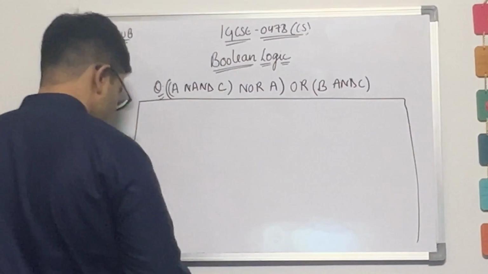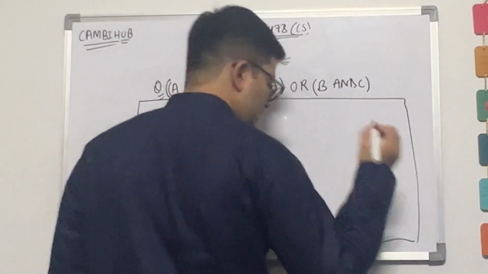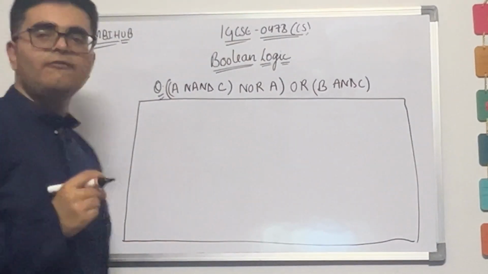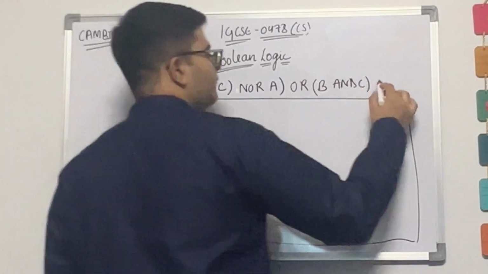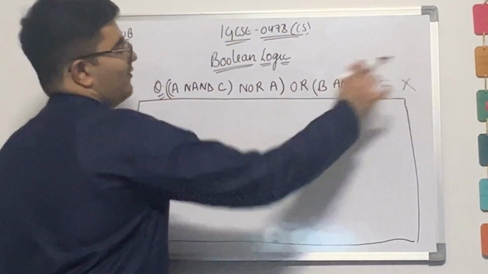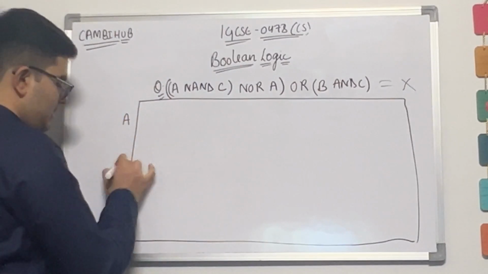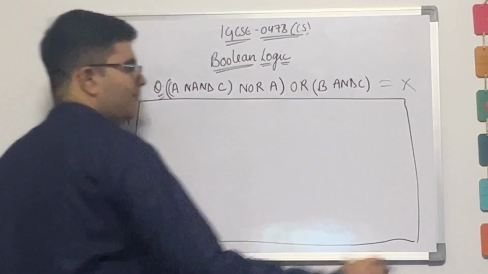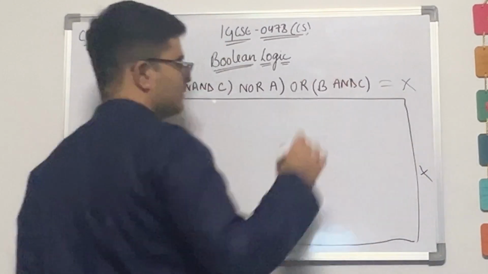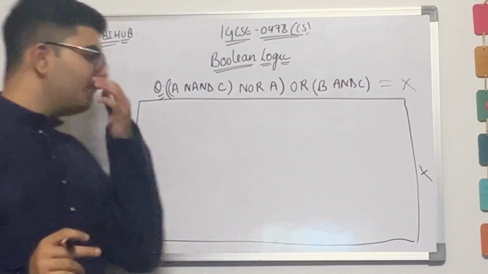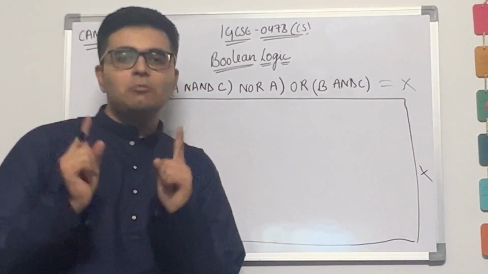Right? Now, how many inputs do we have? We have 3 inputs and we have 1 output. This whole expression gives us an output X. So I have 3 inputs: A, B, and C, and my output is X. Right? Now, first let's start by solving these smaller brackets.